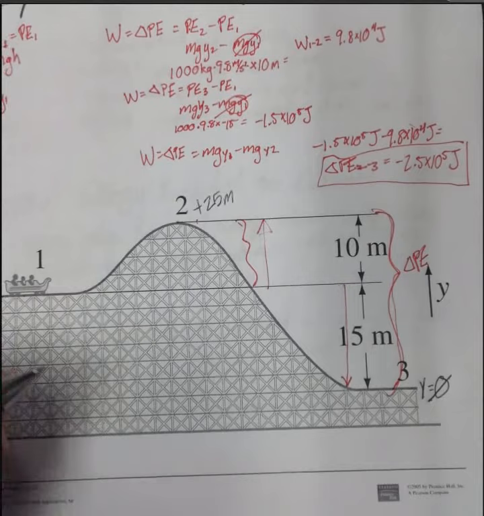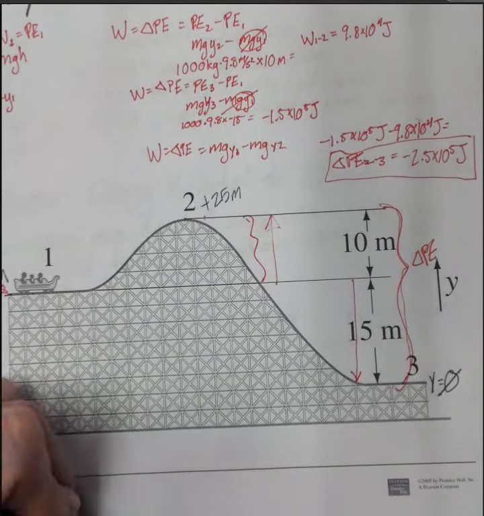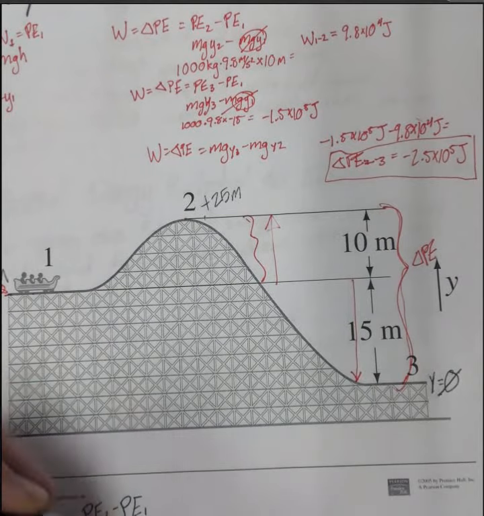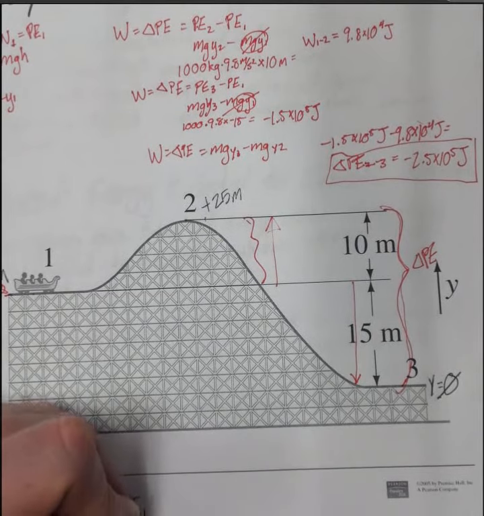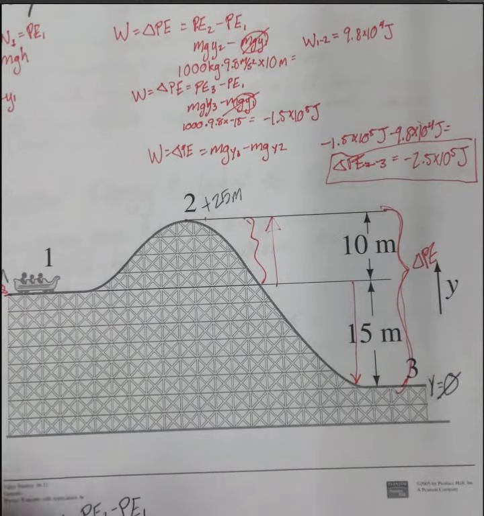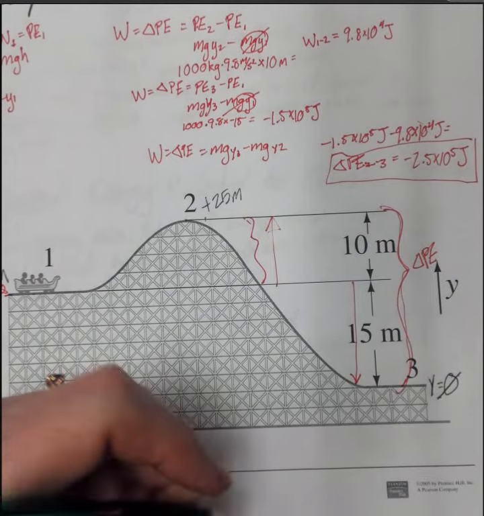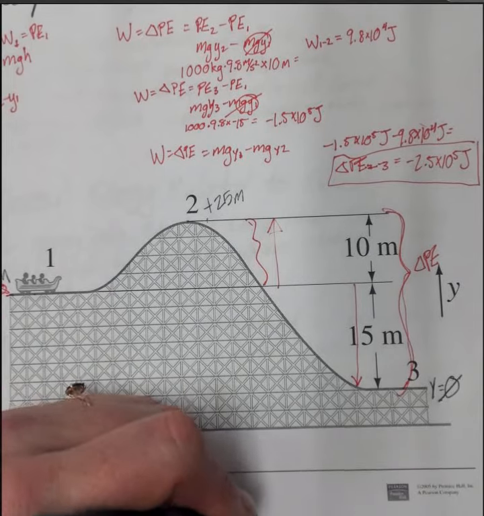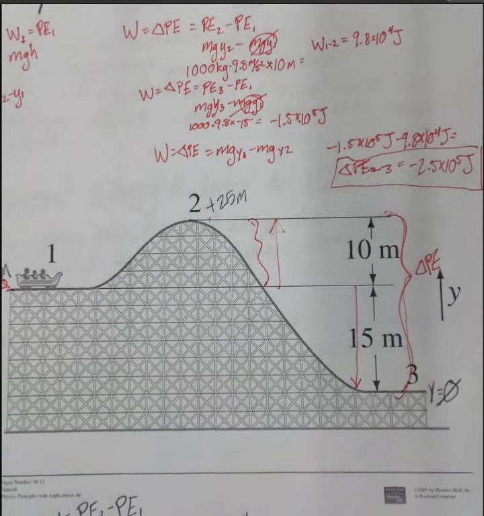So here, from 1 to 2, work is going to be PE2 minus PE1, and so that's going to be mgy2 minus mgy1. This time y2 is 25 meters and y1 is 15 meters, and when you calculate that, you're going to get 9.8 times 10 to the 4th joules. And that makes sense because the difference between 25 and 15 is 10, the same value we used before.